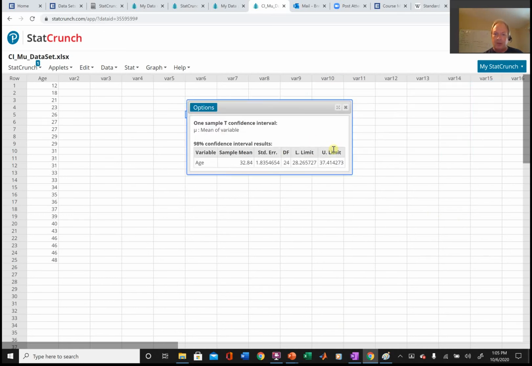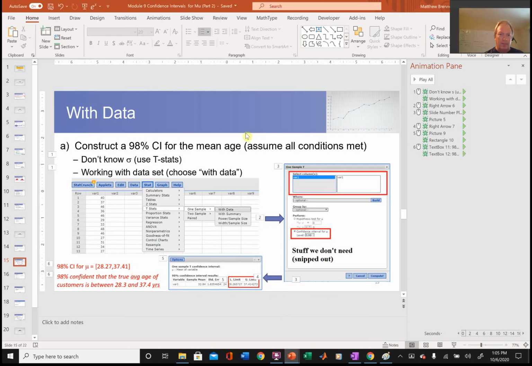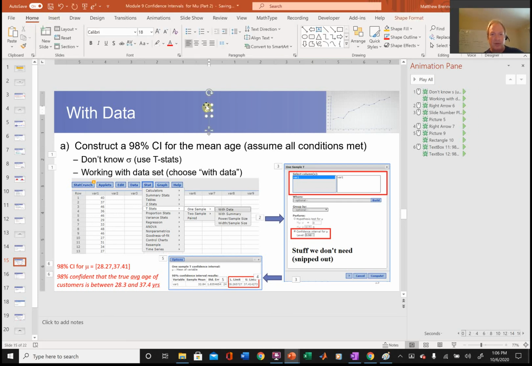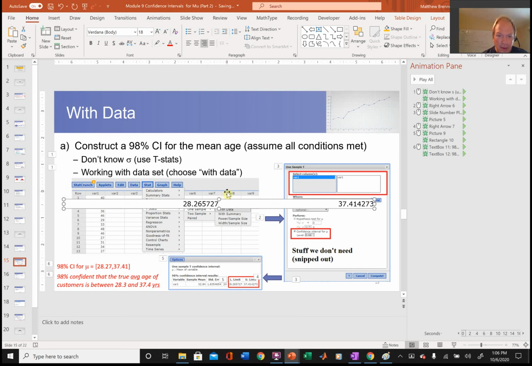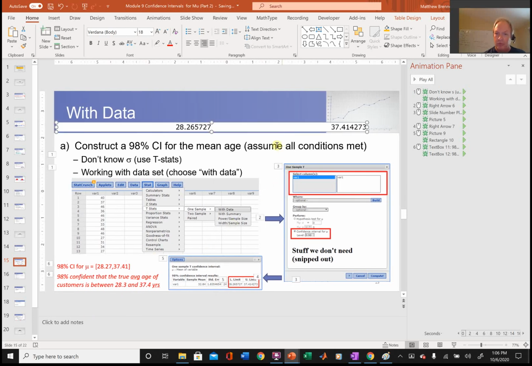And now we have our confidence interval right here. So this is our lower limit and our upper limit. And again, we're talking about age. So, we're not going to be having too many decimal places, right? Nobody says they're 28.395 years old. At least nobody that I know. And those are our 2 values. Okay. So if we round those off to the nearest decimal place, we're going to get 28.3 and 37.4.